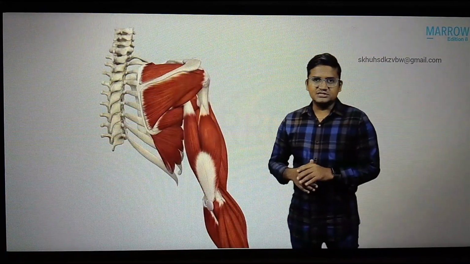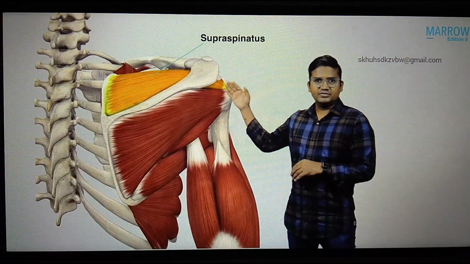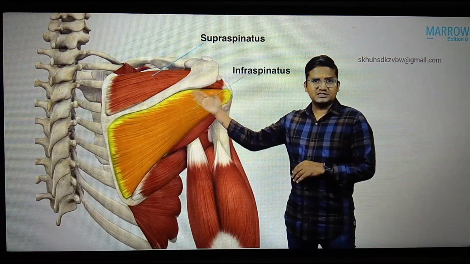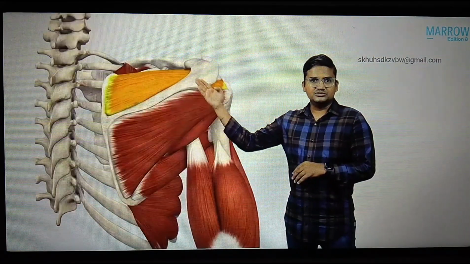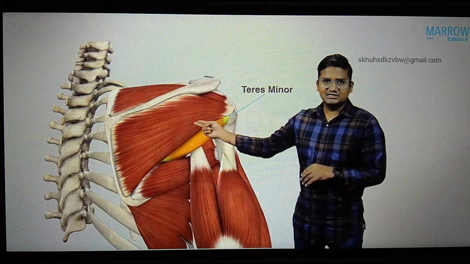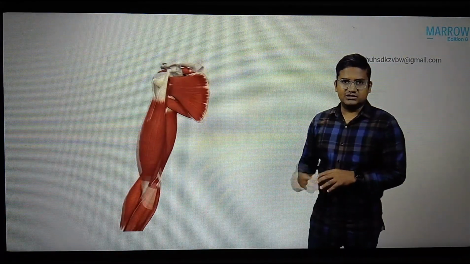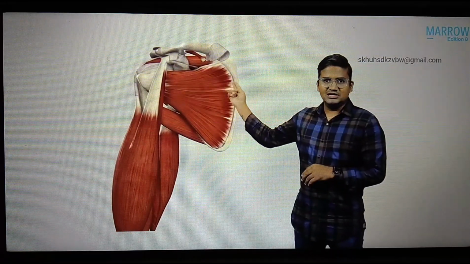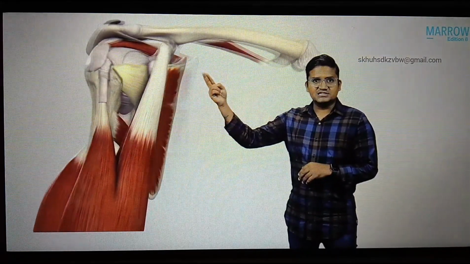Now we remove the deltoid muscle so that we are seeing the supraspinatus muscle, and that is the infraspinatus muscle, and below that, that is our teres minor muscle. Supraspinatus above, infraspinatus, and just below that, there is our teres minor muscle. Okay, right. So now in the front, we have one more muscle called subscapularis muscle. Now see the insertion of the subscapularis muscle to the lesser tubercle.